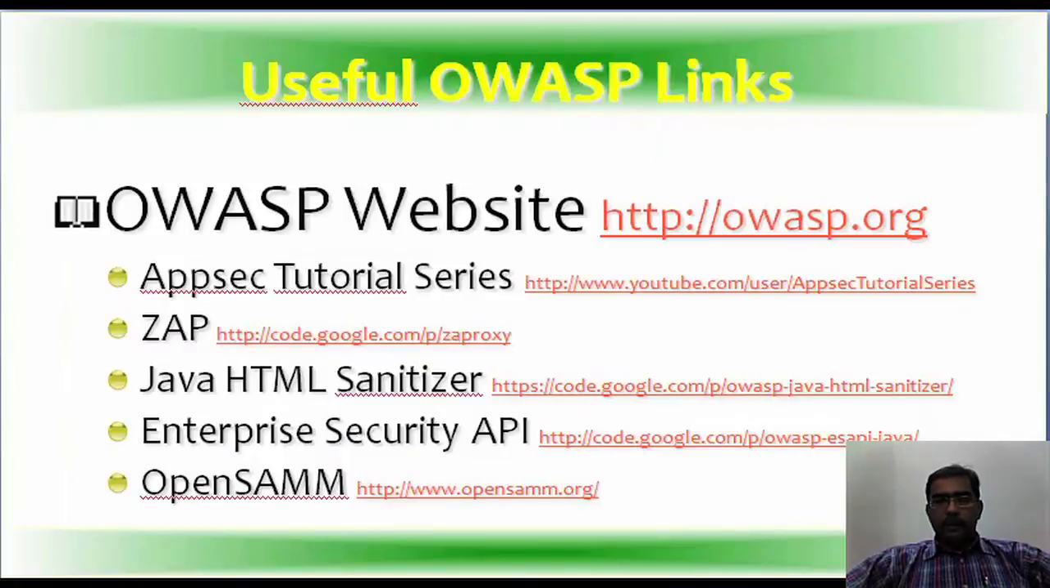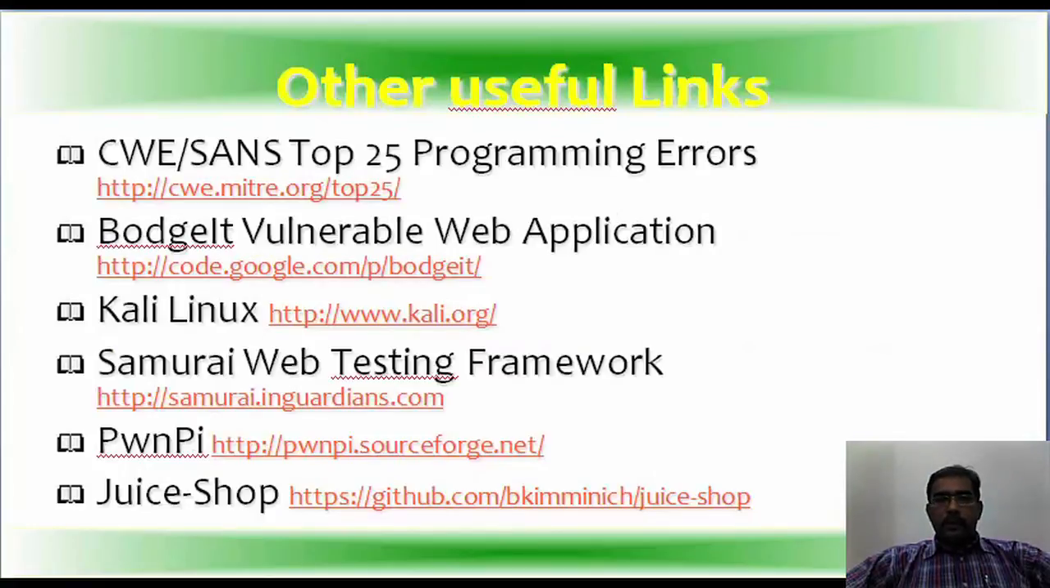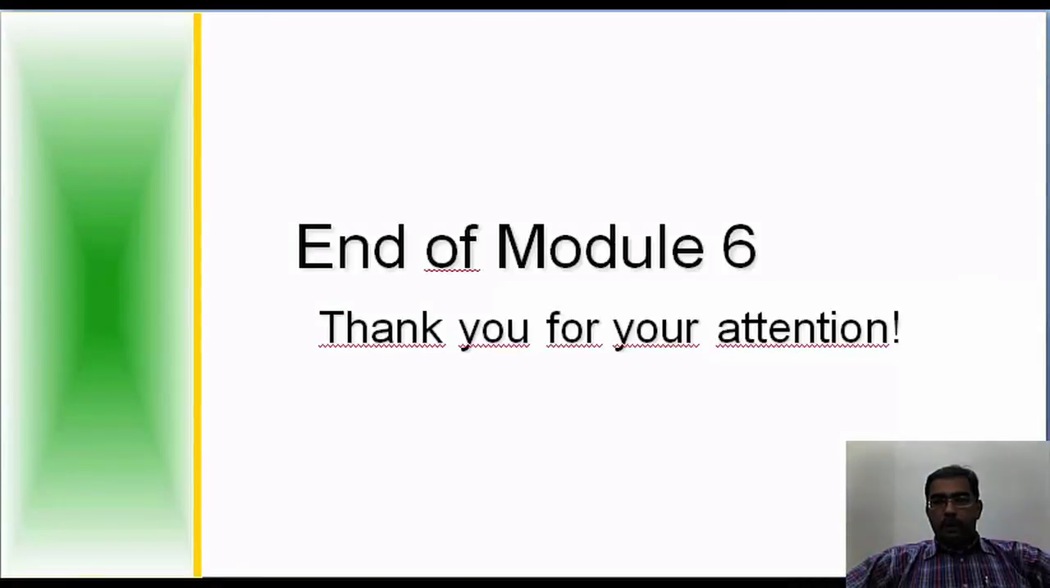Then some OWASP links. You can learn about ZAP, Zed Attack Proxy. Then Enterprise Security API, OpenSAMM. It is similar to your CMM. It is not exactly, but the framework is similar. Then other useful links are about top 25. You can get details from that site. There is a vulnerable web application also, code.google.com, bodgeit, then Kali Linux, pwnpi, Juice Shop.